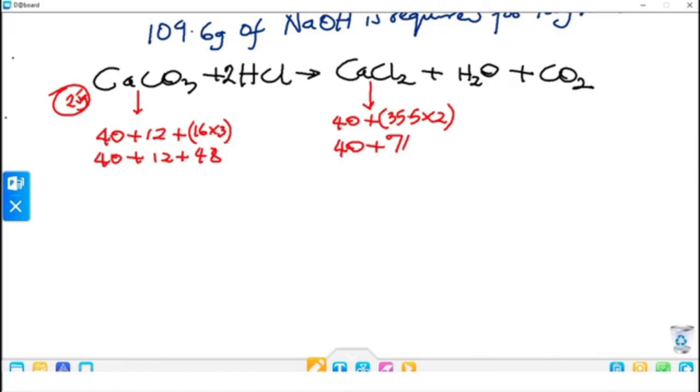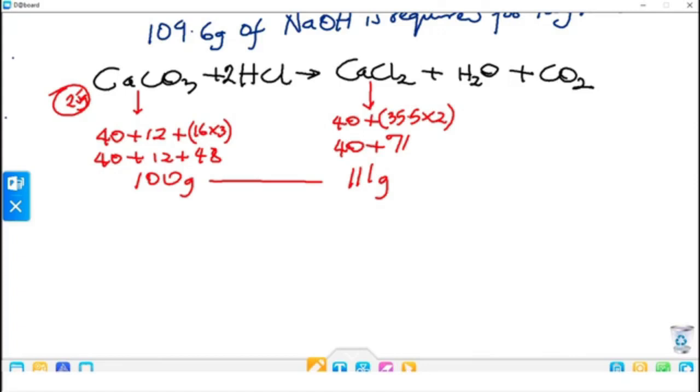So to sum this up, 40 plus 12 plus 48: 40 plus 12 is 52, 52 plus 48 should give us 100. So this gives us 100. So it means that 100 grams of calcium carbonate produces 40 plus 71, which is 111 grams of calcium chloride.